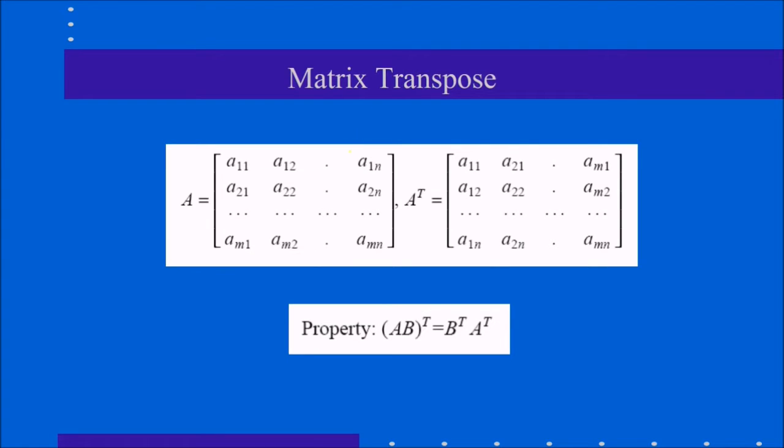What about the matrix transpose? If A is the matrix, we represent its transpose by A to the power T. The only thing you need to understand here, which is quite simple, is that you convert rows into columns and columns into rows. This is the matrix transpose. There is a property: if you multiply two matrices and take the transpose, that will be equal to multiplying B transpose with A transpose.